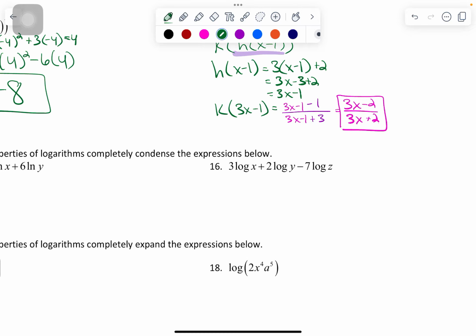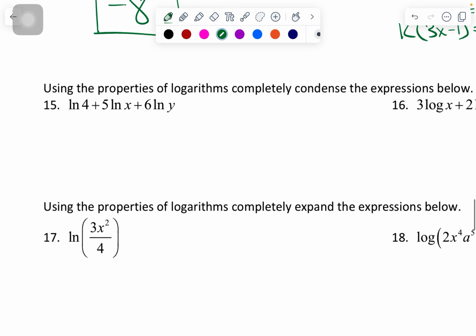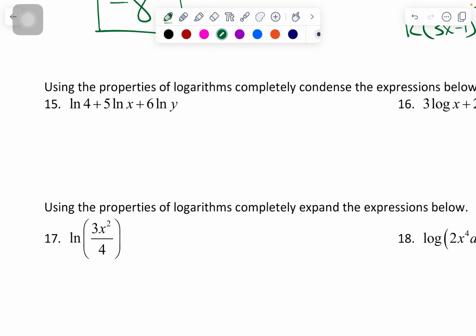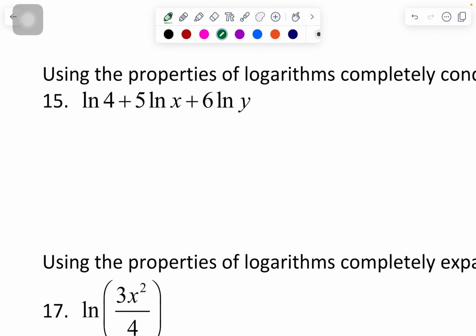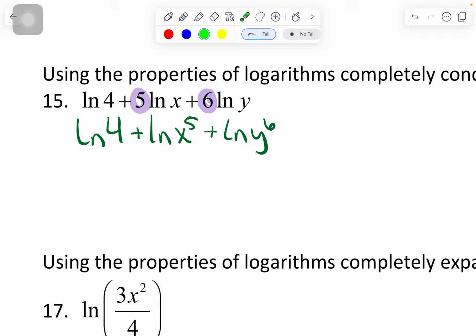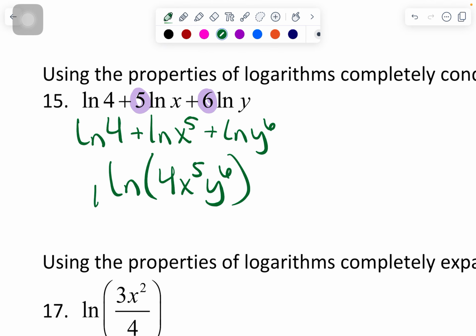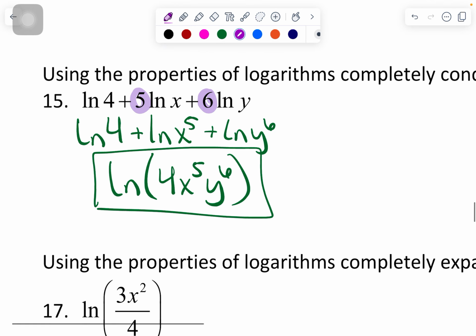All right, last set for standard 4 is using the properties of logs to condense and expand. The first thing I want to look for in the properties when I'm condensing is, do I have any nifty little exponents that I need to fly up? And I do. It's going to be the natural log of 4 plus the natural log of x to the 5th plus the natural log of y to the 6th. And all of these are addition. So let's go ahead and write this as a single multiplication problem. So 4x to the 5th, y to the 6th. All right, that is condensed.